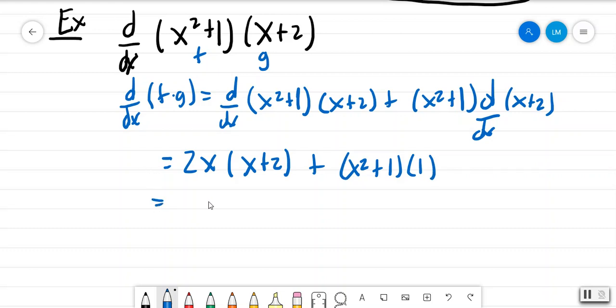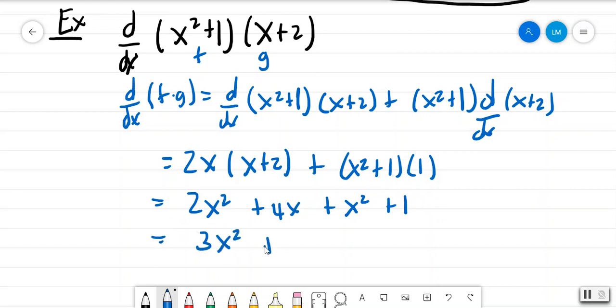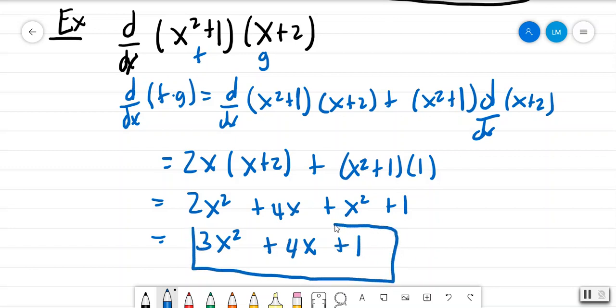So this gives me the following. It gives me 2x squared plus 4x plus x squared plus 1. So basically we have 3x squared plus 4x plus 1. Now, yeah, it seems that it would have been maybe easier if we just FOILed, but essentially this saves us the trouble of having to FOIL and then take the derivative term by term.